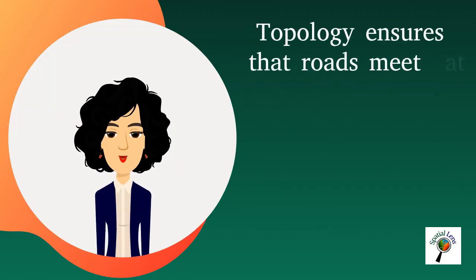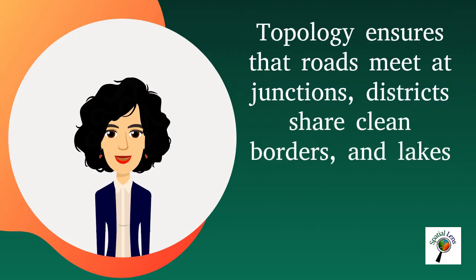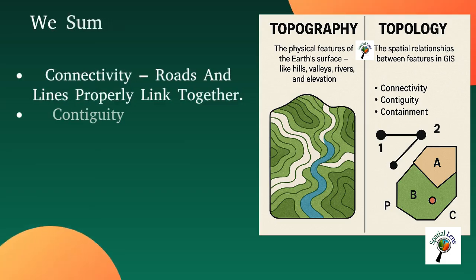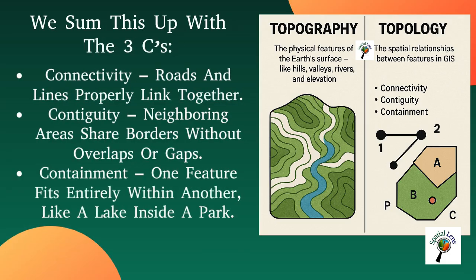Topology ensures that roads meet at junctions, districts share clean borders, and lakes sit neatly inside parks. We sum this up with the 3 C's. Connectivity, roads and lines properly linked together. Contiguity, neighboring areas share borders without overlaps or gaps. Containment, one feature fits entirely within another, like a lake inside a park.